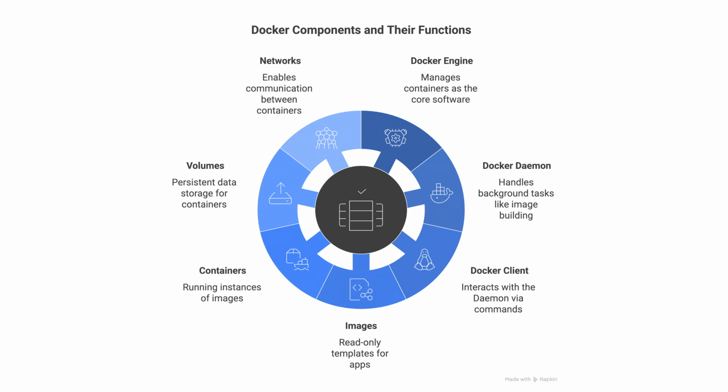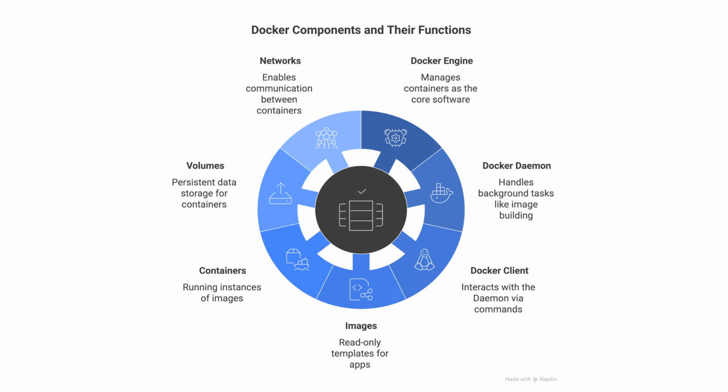Volumes. For persistent data storage. Containers are ephemeral. They don't save data by default, so volumes act like external hard drives, keeping your database or files safe even if your container restarts. Networks. Allow containers to communicate. Docker creates a virtual network so your app in one container can talk to a database in another, just like a device on Wi-Fi. These components work together seamlessly. Daemon orchestrates, client commands, and the rest handle the details.